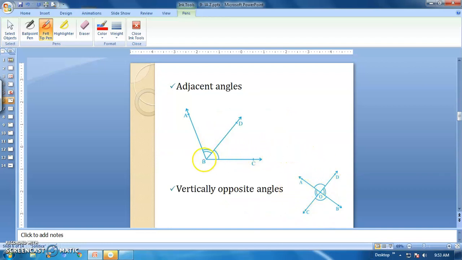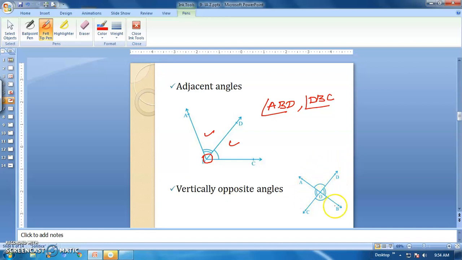Adjacent angles: if two angles have a common vertex, then those angles are said to be adjacent angles. Here angle ABD and angle DBC have the common vertex B. That's why these two angles are said to be adjacent angles. So in the diagram, angle ABD and angle DBC are adjacent angles.